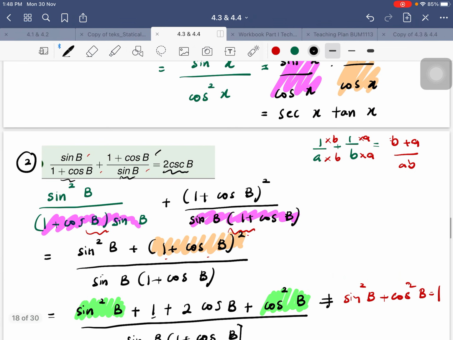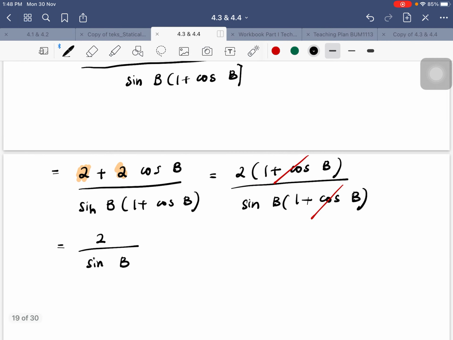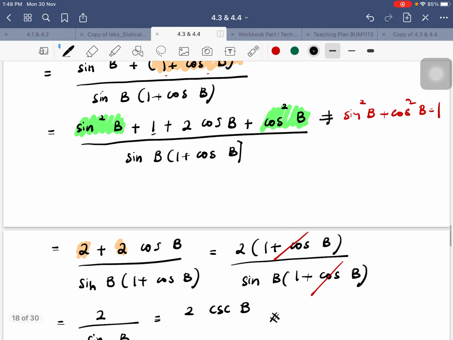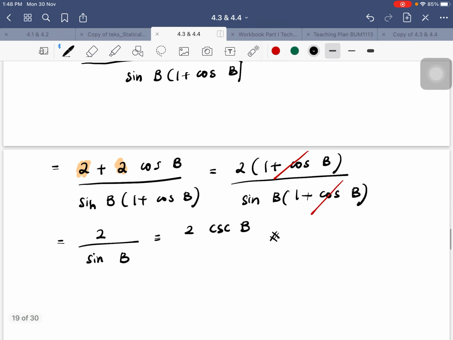So what does the question want? We have to prove it in this form. And of course, we know that 1 over sine of b is equivalent to cosecant of b, because cosecant of b is 1 over sine of b. So we have proven the fact that this very complicated function can actually be simplified to become a function of 2 cosecant of b.